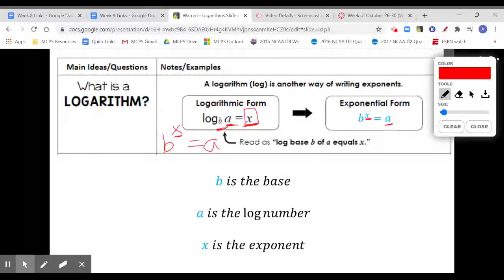Again, just to clarify terminology, remember b is the base, so both logarithms and exponents have bases. We use b to represent both of them. The base of an exponential is the number being raised to a power. The base of the log is the subscript that we put when we do log base b. a is the log number, so how do I get from b to a? And x is going to be the exponent. So again, in an exponential form, you see it in the exponent spot, and in logarithmic form, the exponent is your answer.